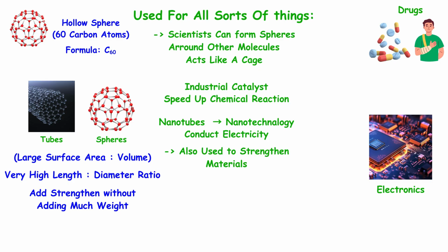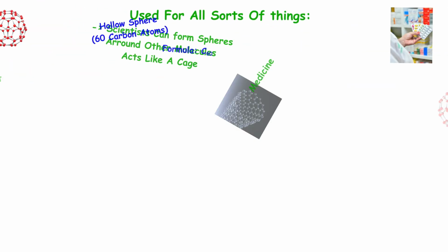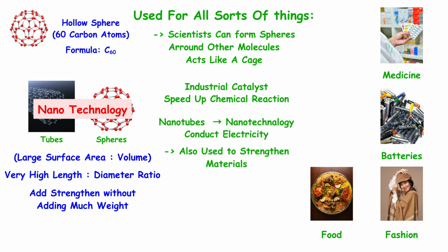The tube-shaped fullerenes, known as carbon nanotubes, are particularly impressive. Due to their tiny size, they are highly suitable for use in nanotechnology and advanced electronics, especially because they can conduct electricity efficiently. Beyond electronics, carbon nanotubes are also used to strengthen materials. For example, the frames of tennis rackets can be reinforced using these nanotubes.